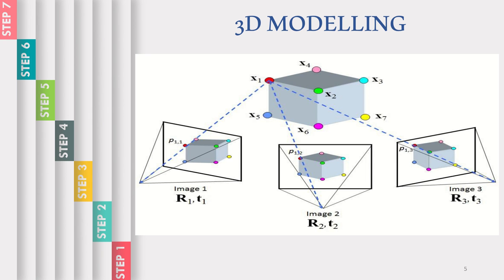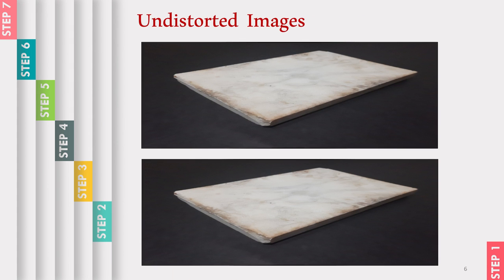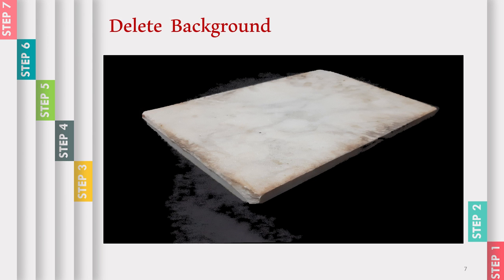3D modeling. Structure from motion is a photometric range imaging technique for estimating three-dimensional structure from two-dimensional image sequences. Undistorted images: lens distortion can affect the accuracy of the final reconstruction, so we remove the distortion from each of the images. Then step 2, delete the background. Delete background by image processing to eliminate the unnecessary points.